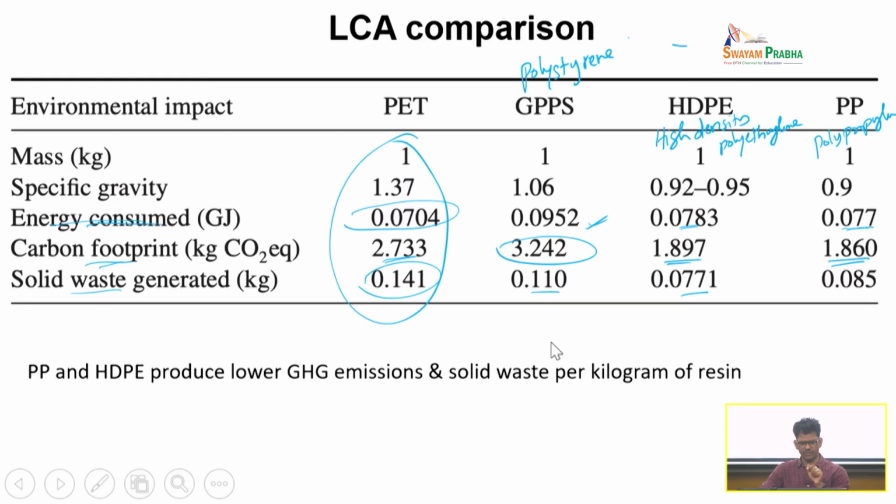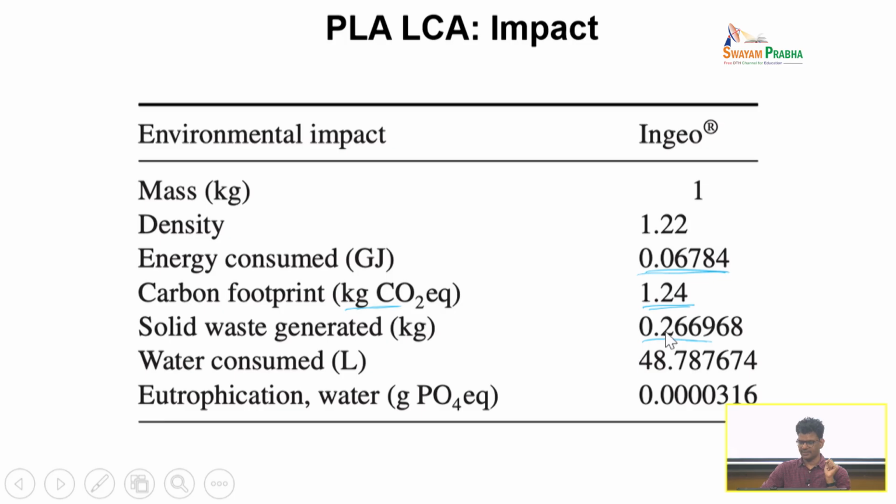Solid waste generated: 0.14, right? So here it is actually a little higher, almost twice. In the PET case, we didn't account for water consumed because that data was not available. But in this PLA analysis, the water consumed is given. You can see for 1 kilogram of PLA resin, you need about 50 kilograms of water, 50 liters of water. Okay, so that's a lot of water.